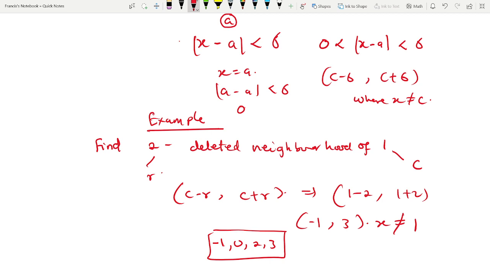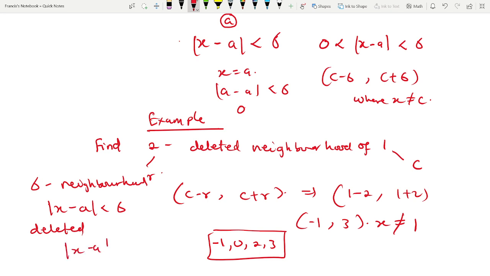So in summary, delta neighborhood is always giving us the absolute of x minus a is less than delta, which implies the distance between the center and any of the points is always less than the radius. Then for the deleted aspect, the absolute of x minus a should always be greater than 0 but less than delta.